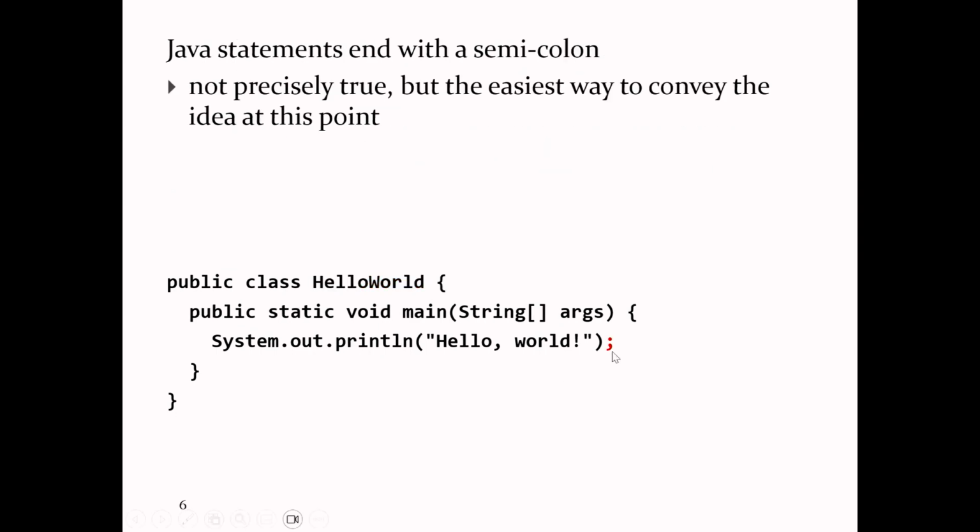Okay, so Java statements end with a semicolon, just like in C. It's not 100% true, but that's the easiest way to get that idea across. So you know that from C, a for statement does not end with a semicolon. It's for, brace, brace. There's no semicolon. It's the same in Java.